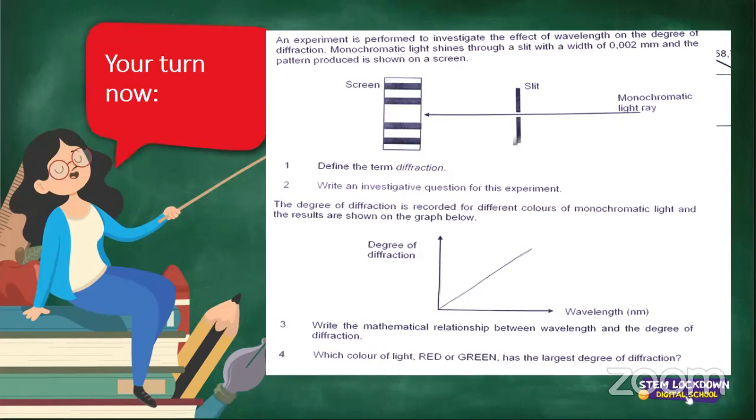It is shown on the screen. So basically it's similar to what I drew. The only difference is that this one is drawn as dark light. So now, what is diffraction? Diffraction is the ability of waves to spread out in wavefronts as it is passing through a small aperture or around a sharp edge.